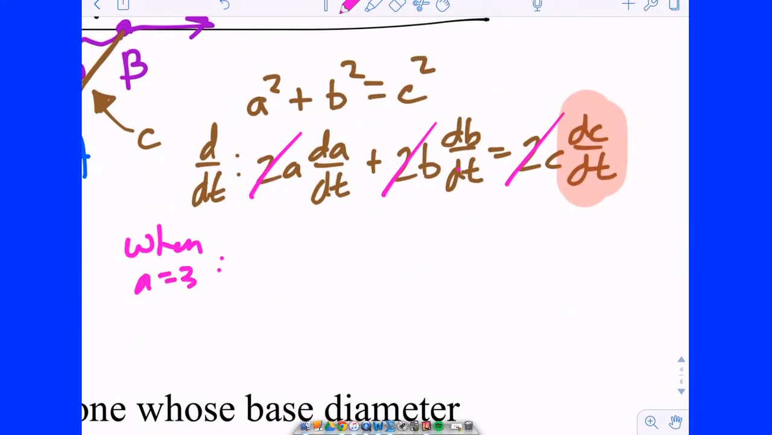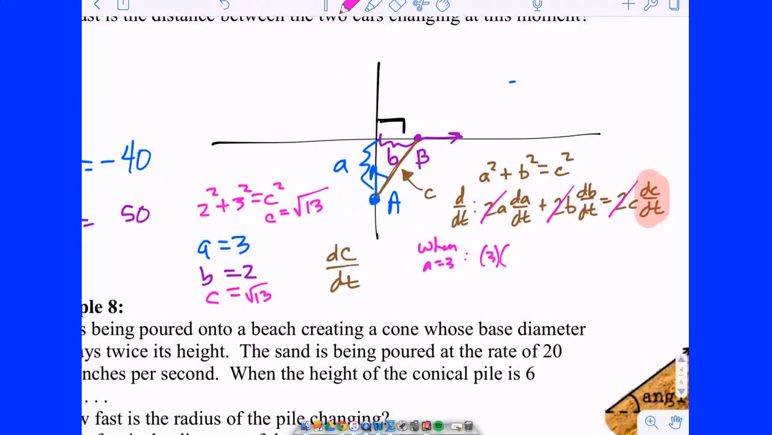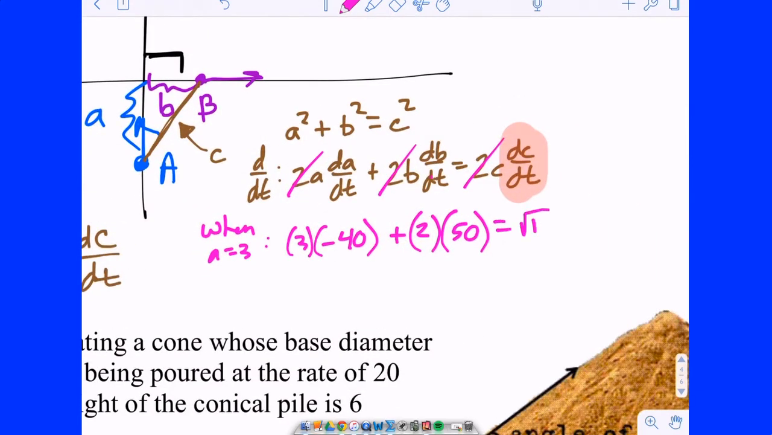When A is 3, we get 3 times dA/dt, which is its rate, which is negative 40. And then plus B, which is currently 2, times dB/dt, which is 50. And that equals C, square root of 13, times dC/dt. Now notice, because over here on the left, you're actually adding, or in this case, subtracting 2 numbers. If you get your sign wrong on your rates of change, you're not just going to get the opposite of the right answer. You're going to get a completely different number because you're subtracting or adding instead of the other one.